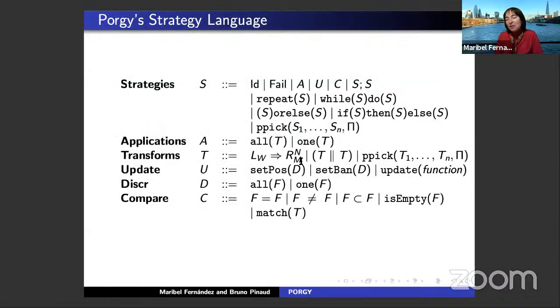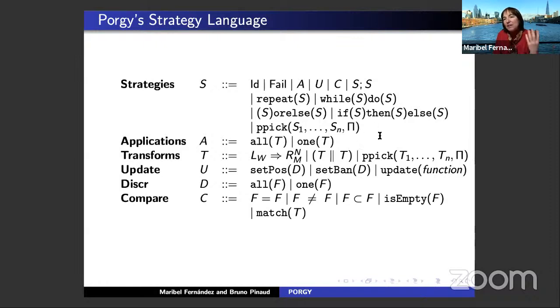So the strategy language, again, don't worry too much about this. It has standard constructs to iterate a rule, so iterate a strategy, a repeat or a while, if you want to do it while some strategy is applicable. A strategy doesn't necessarily apply in a graph. It might be that you want to apply a rule and actually there is no matching morphism. So a strategy could fail or could succeed.